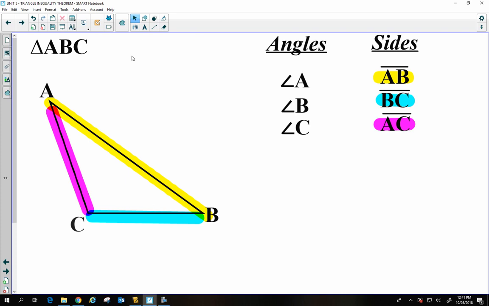And then there are three segments that make a triangle. And so we have segment AB, segment BC, and segment AC. As you already know, a triangle has three sides and three angles, but just a quick refresher to get you into the mode of talking about triangles.